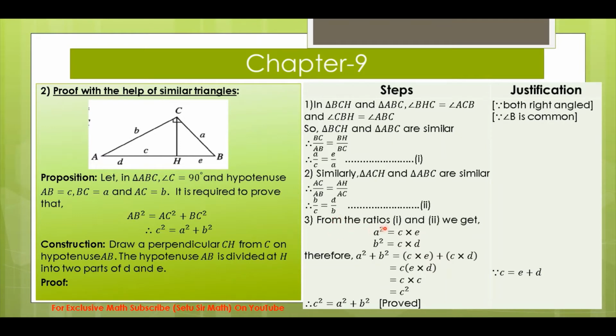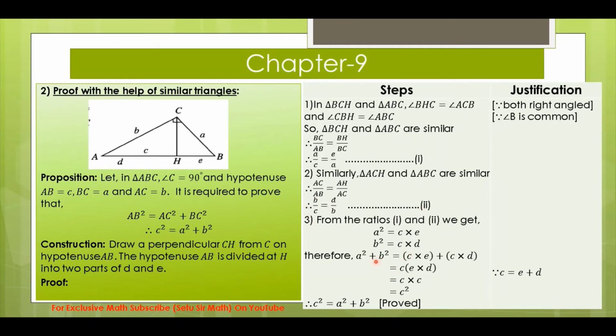So from the ratios 1 and 2, in here we marked this one as first and this one as second. If we do cross multiplication, then from the first we get a square equals c multiplied by e, and from the second b square equals c multiplied by d.